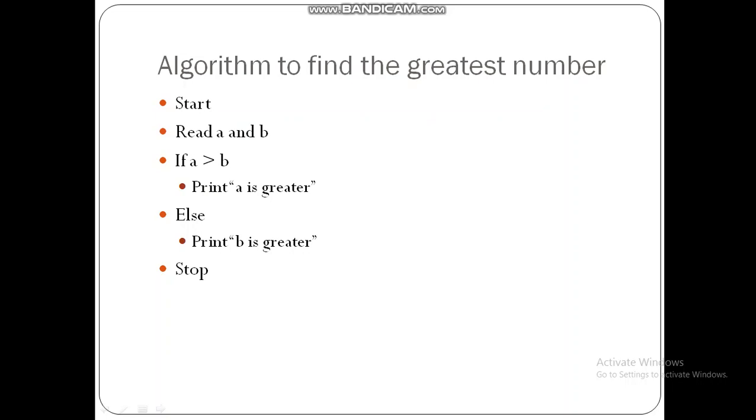And suppose this condition is false. So it means what? If it is false, it means A is not greater than B. So else I will write down print B is greater. So this is my algorithm. So after that I can write down stop. So this is the algorithm to find the greatest of two numbers.